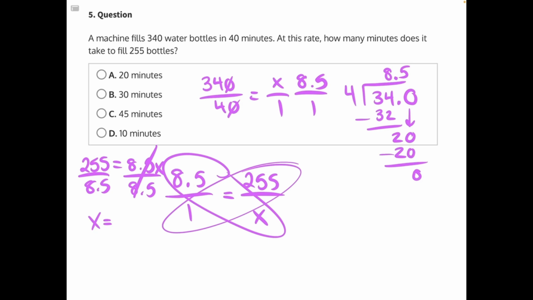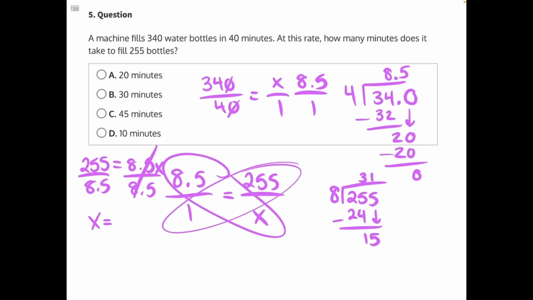For this division, I would recommend using estimation. So let's round 8.5. You can round it up to 9, or you could round it down to 8. In this case, I'm going to round it down to 8. 8 goes into 25 3 times. 8 times 3 is 24. We would subtract. 8 goes into 15 1 time.